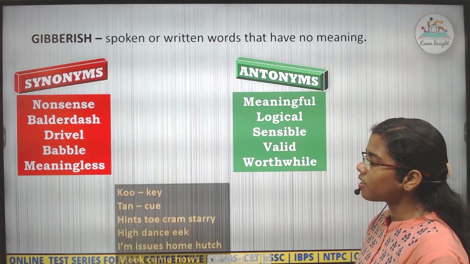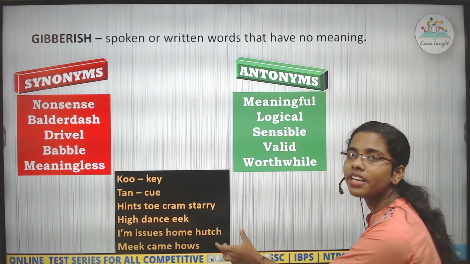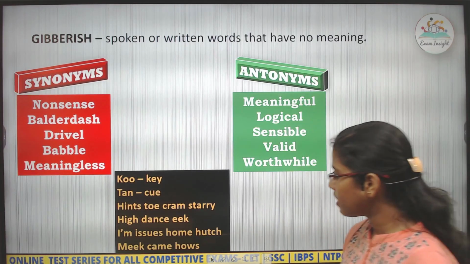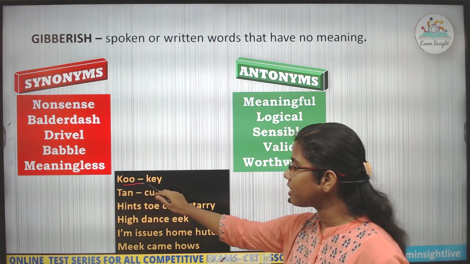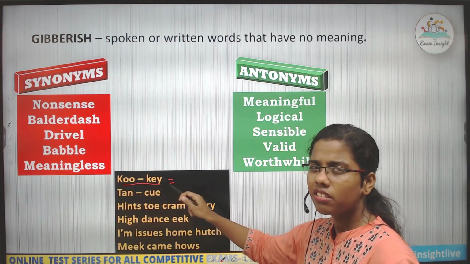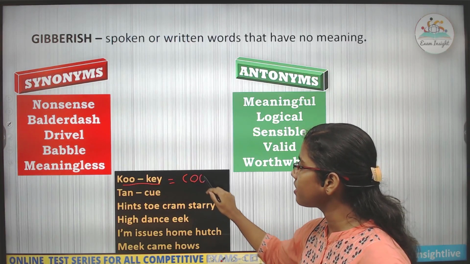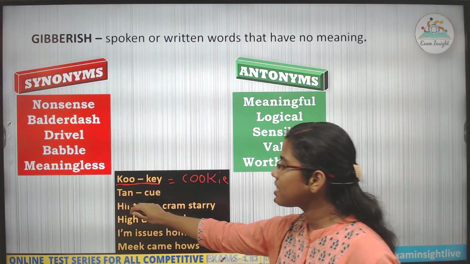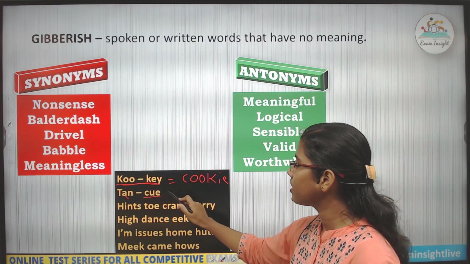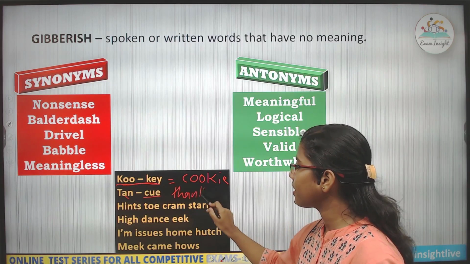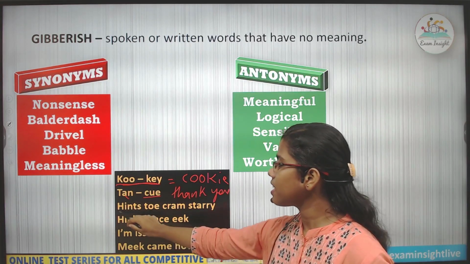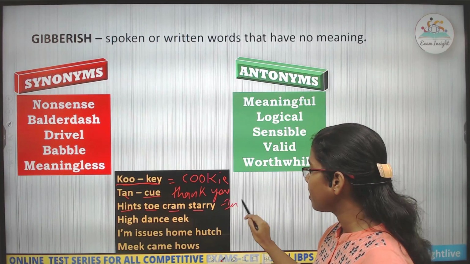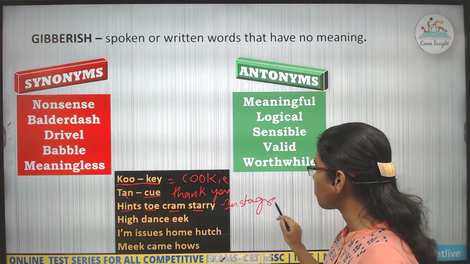Let me show you some words. These words are actually gibberish. That means it makes no sense. But let me tell you, this is written cookie. But what if I say this is written cookie in gibberish form? Tan Q, no meaning. But this is actually thank you. This is hin sto cram starry, no meaning. But what if I say this is Instagram story?